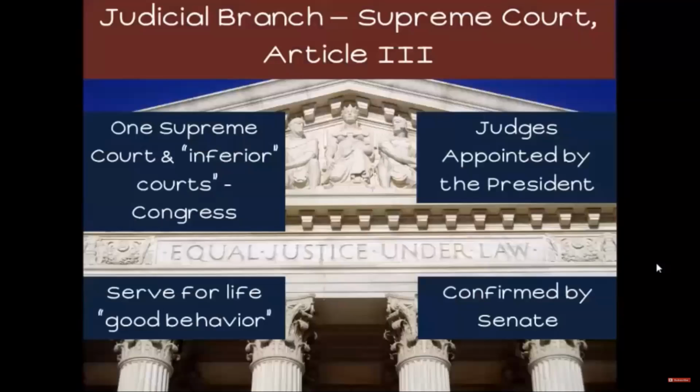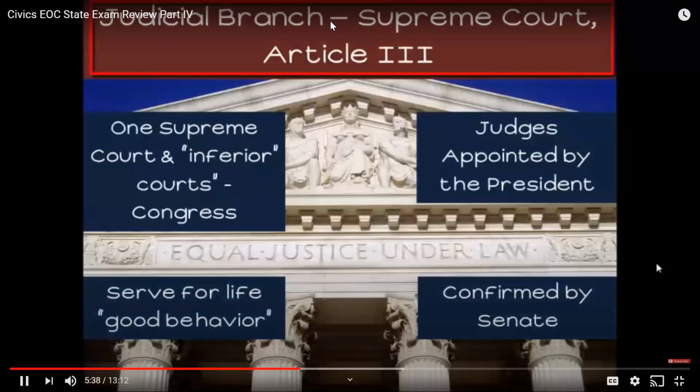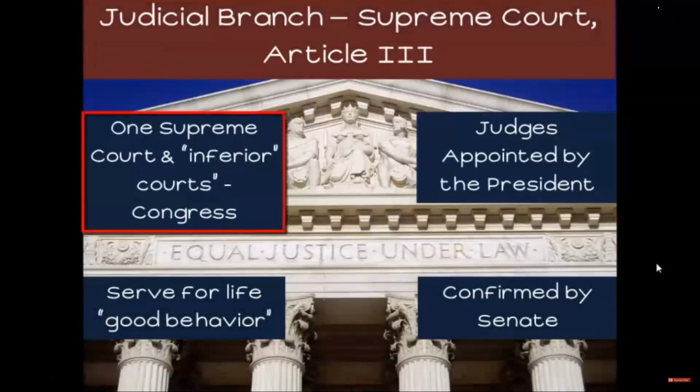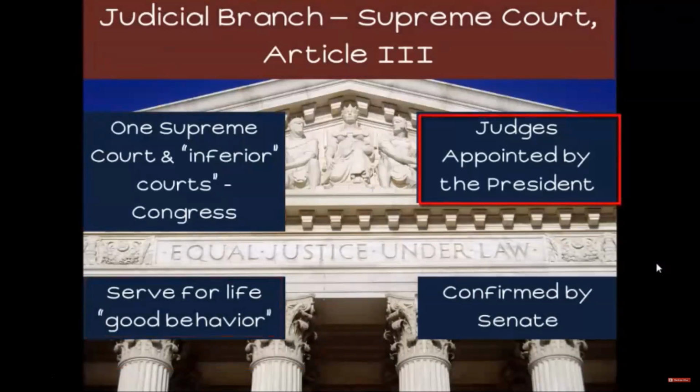Hopefully you remember that the Constitution wasn't very specific about the judicial branch. It stated that there would be one Supreme Court and that Congress could make, quote, inferior courts. It said that judges would serve for life as long as they maintained, quote, good behavior, and that judges would be appointed by the president and confirmed by the Senate.